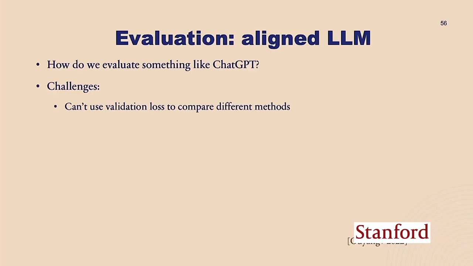One, you can't use validation loss because one method might use PPO, the other one might use DPO. Validation loss is not comparable. Second, you can't use perplexity. That's the thing I told you before. These models are not calibrated. They don't give distributions. They just optimize for one thing. So you can't use perplexity for evaluating these type of models once they're aligned.